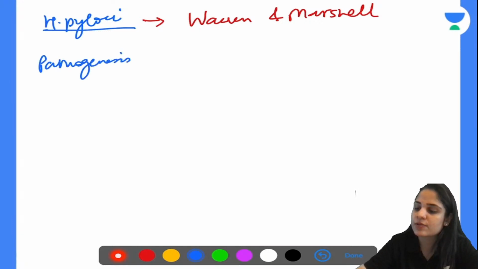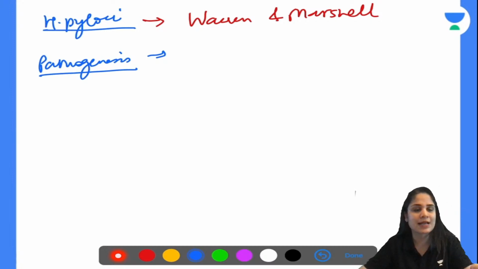H. pylori produces ulcers. H. pylori produces gastric ulcers, it produces duodenal ulcers, it can even cause malignancy. So it can cause cancer of the stomach because of chronic ulcers. All these things are produced by H. pylori. But how does it exactly produce them?